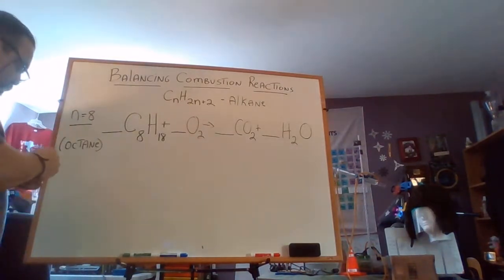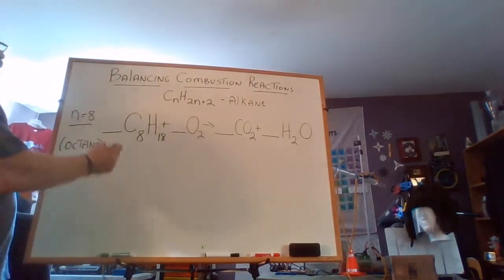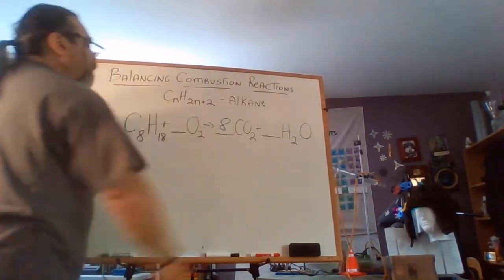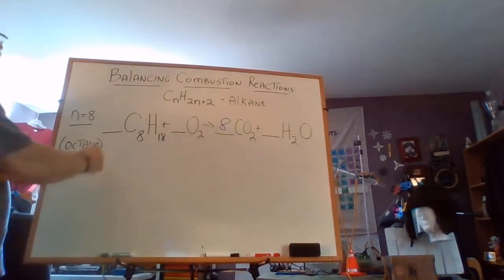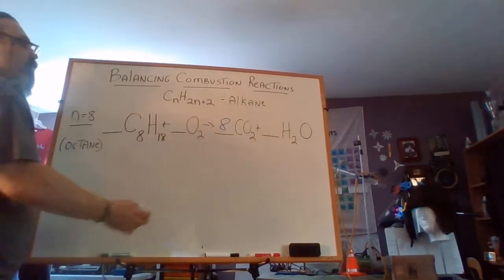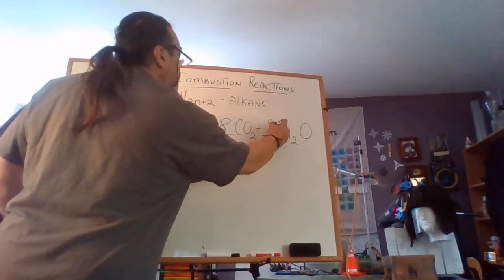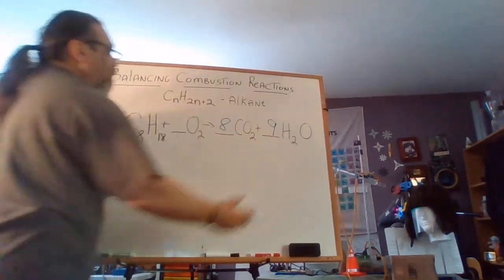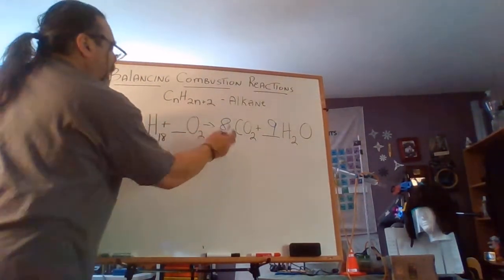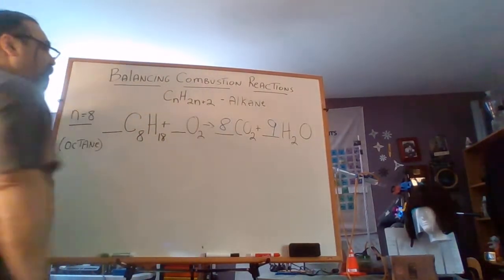So the first thing I'd like to do is balance my carbons. That's the technique. If we have 8 carbons here, and we've only got 1 there, we're going to put an 8 there. Next, I'm going to look at my hydrogens, and I note that I've got 18 hydrogens here. In order to fix that on the right side, what do I need to do? Yeah, multiply this by 9. So now I've got 9 times 2, because again, the rule of thumb is we add coefficients and we multiply subscripts.